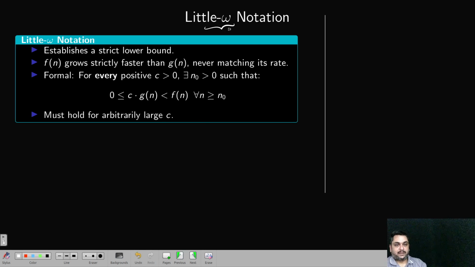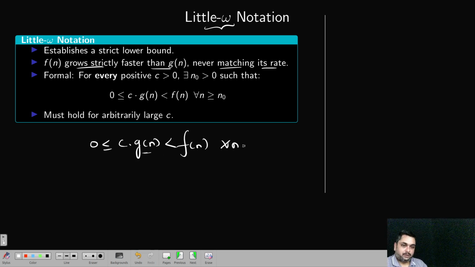The next is little omega. This is similar to your lower bound. Big omega is the lower bound, and here we have a strict lower bound. F of n goes strictly faster than g of n, never matching its rate. So just write c into g of n is strictly less than f of n, so g of n is the strict lower bound for all n greater than or equal to n naught. Here you can choose a very small c, that will work, but this should also work for arbitrarily large c, say 10 power 8. It should always be strictly less than that.